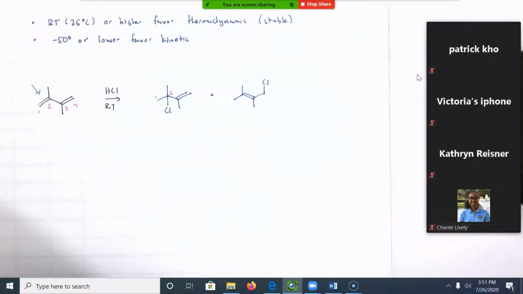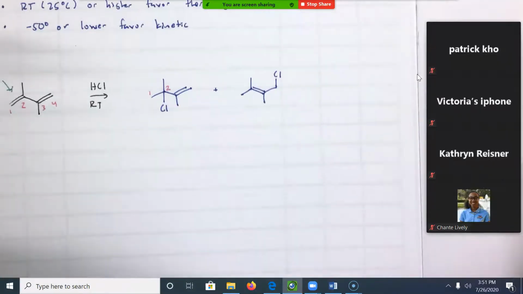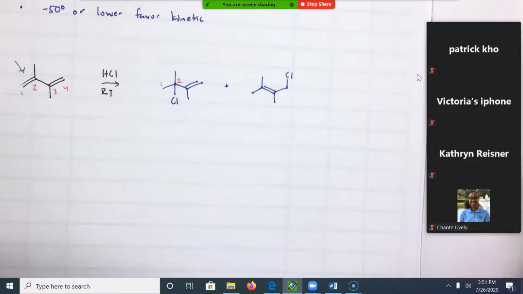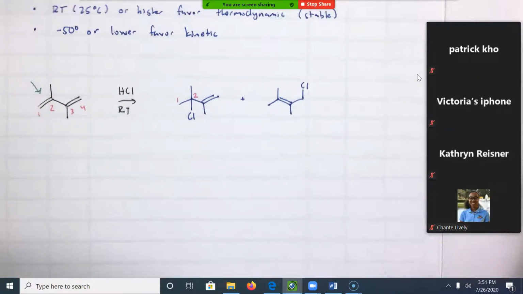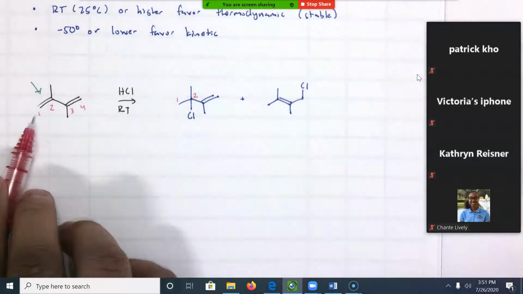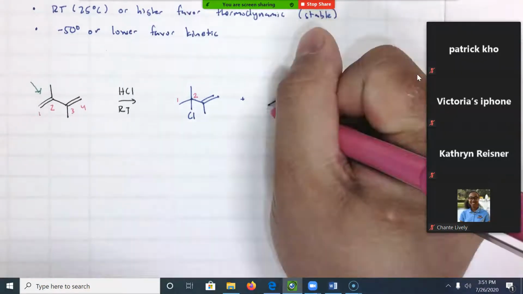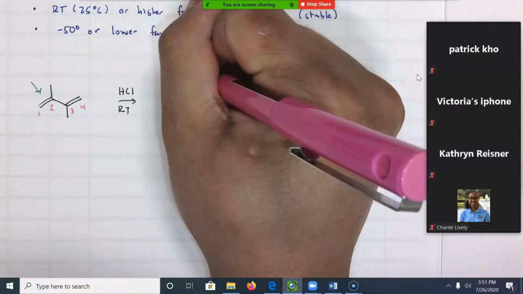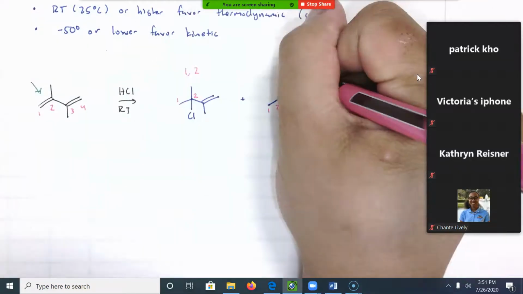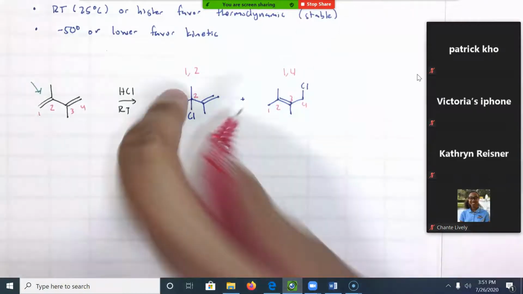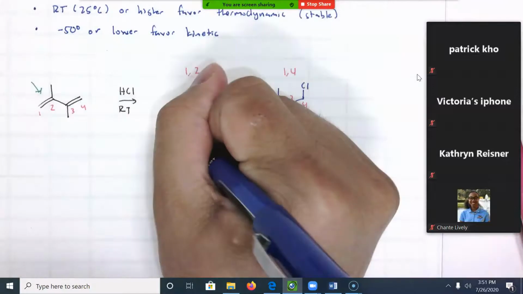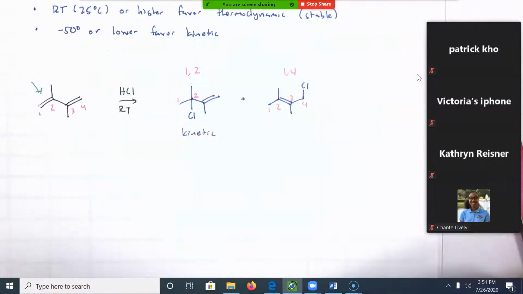You could double check yourself, because when you number the chain from the original sp2 carbons, 1, 2, 3, 4, you get the 1,4 product. So no debate, 1,2 and 1,4. No debate. This is kinetic. 1,2 is always kinetic.